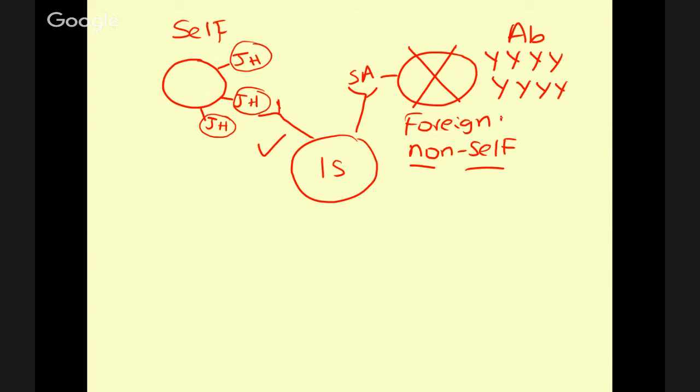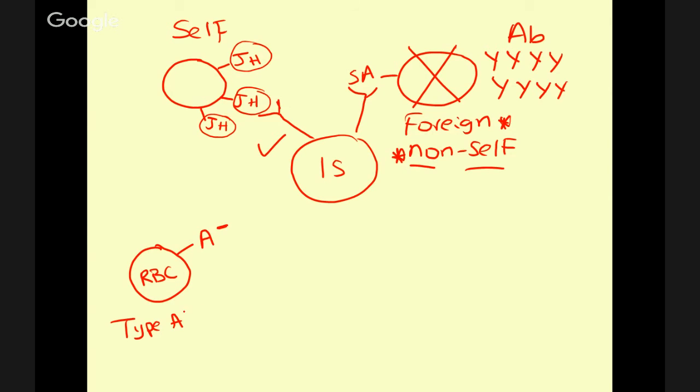If it sees anything foreign, anything non-self, it makes antibodies which help attack and kill that foreign chemical. Blood typing works like this as well. So think about it. If you are type A, your red blood cell is going to have antigens that are type A on the surface of the cell. So this person is type A, okay? And this blood is from a person who is type A.